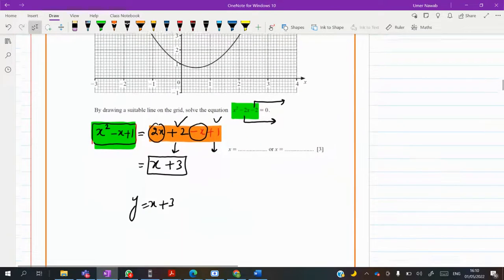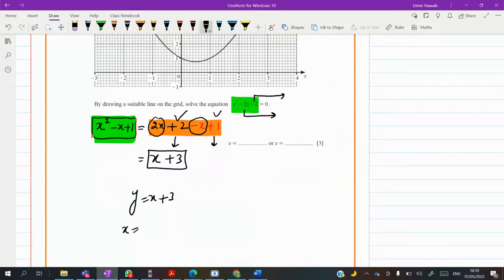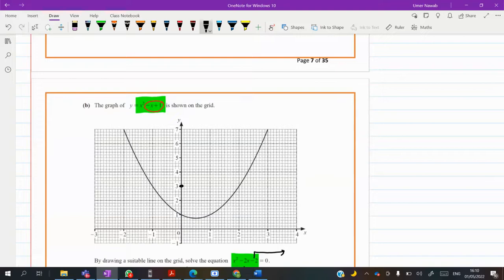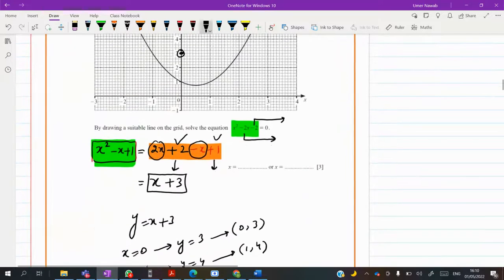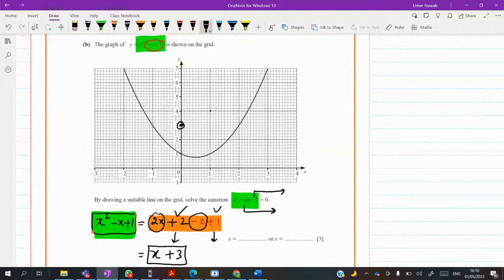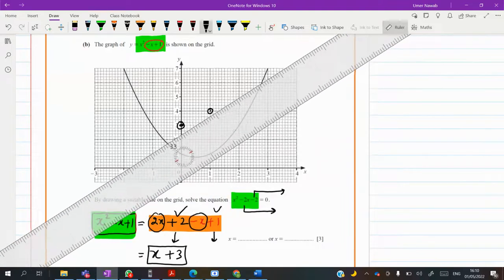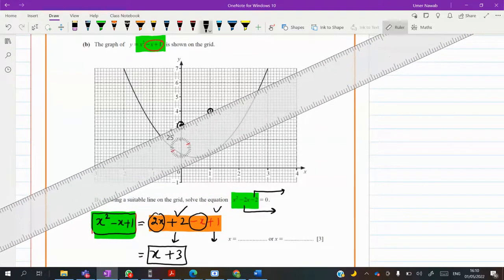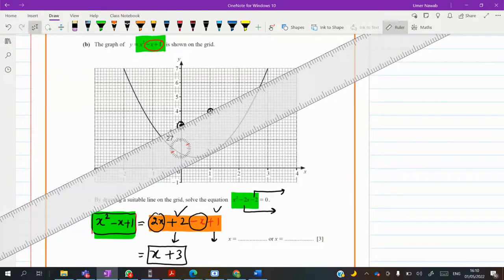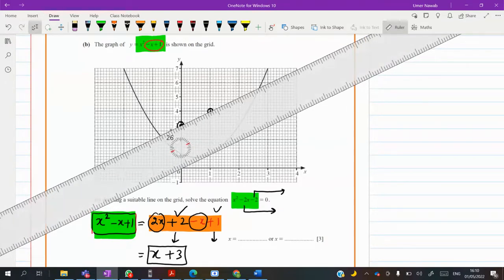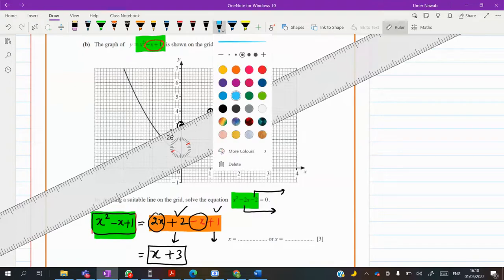How to draw y is equal to x plus 3? It's pretty simple. Put x is equal to 0, it gives you y is equal to 3. If you put x is equal to 1, it gives you y is equal to 4. So the point (0, 3) and the point (1, 4), plot them and draw the line. (0, 3), this is the point, and (1, 4), this is the point. Can you draw the line? So I'm ready to draw the line.